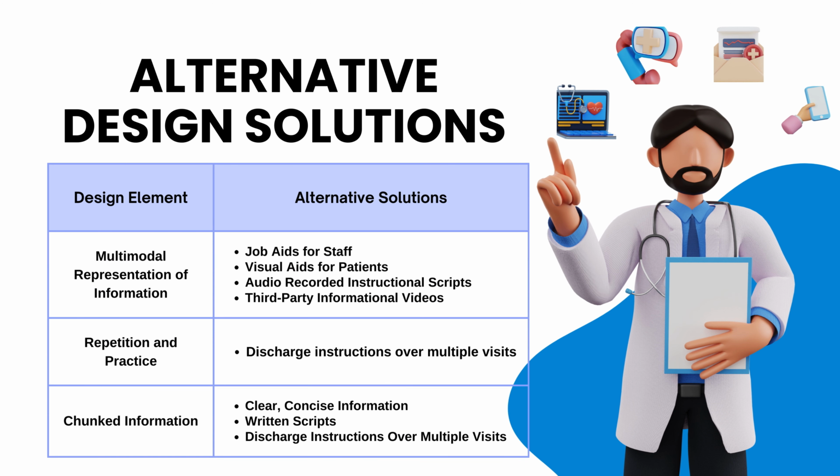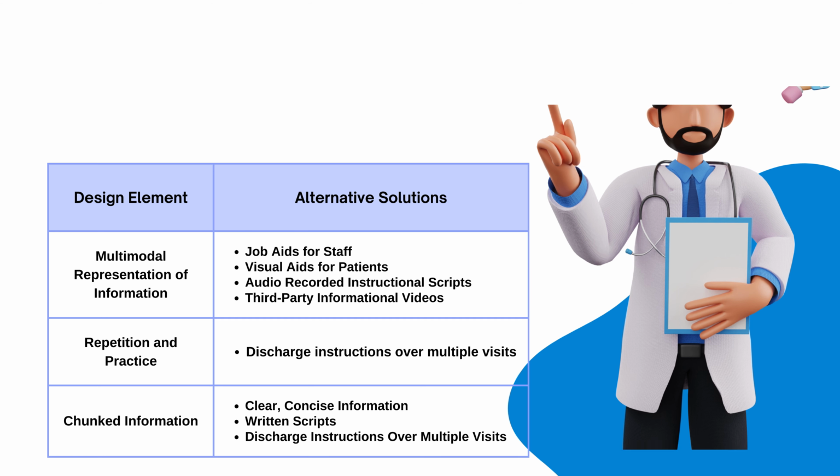Given the constraints in our analysis and the design elements we need to include to serve our neurodivergent patients, this table shows the range of alternative solutions to support our design solutions. For instance, job aids and visual aids allow multimodal delivery while allowing the option to spread discharge instructions over multiple visits, ensuring the patient can process the information at their own pace.